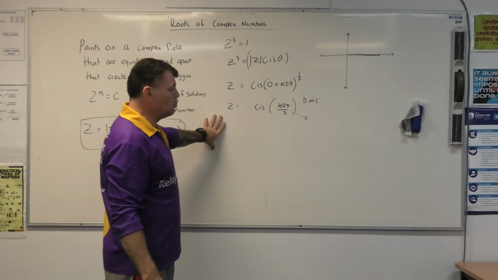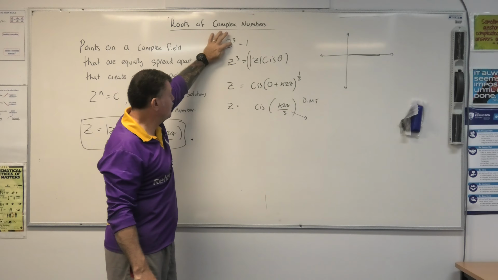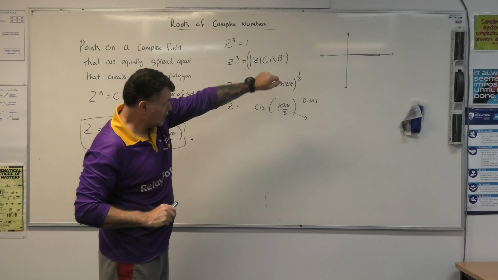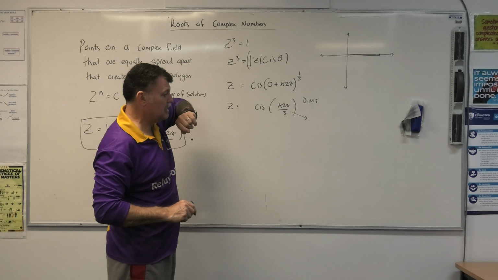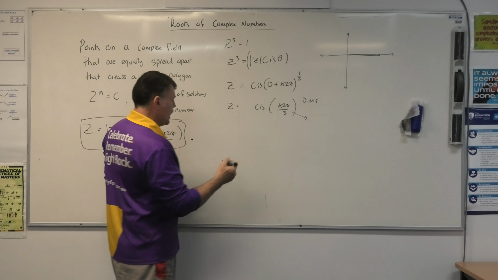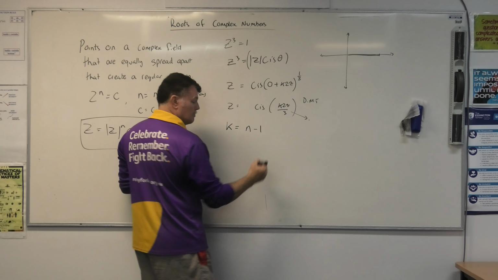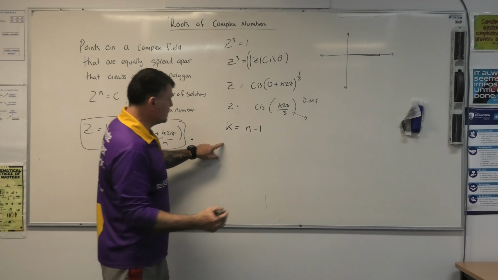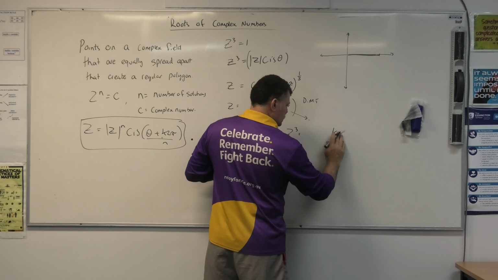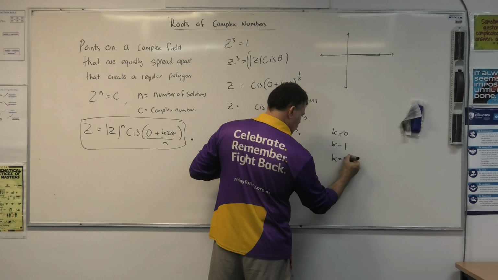Now, when it comes to working out how many points I'm going to have, that's going to relate to the variable I have up here. So I'm going to have 3 different points on my Argand plane over here. But we need to choose values for k that make sense. Our k values are usually the number of solutions subtract 1. So in this example, if I had z to the power of 3, I would use k equals 0, k equals 1, and k equals 2.